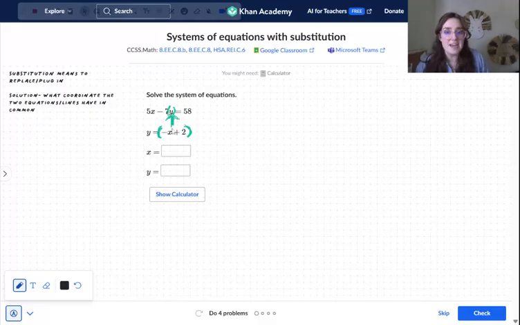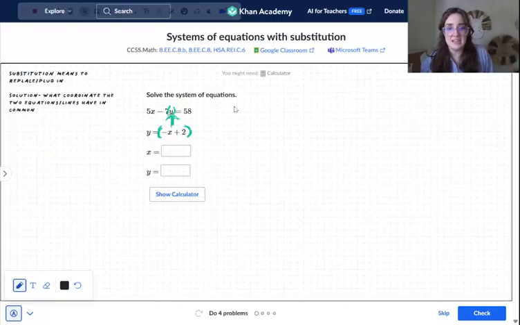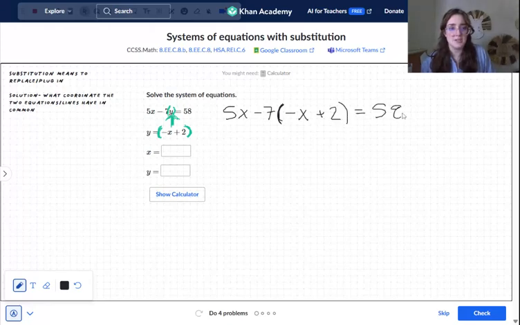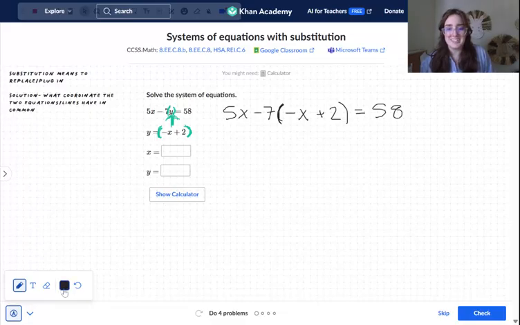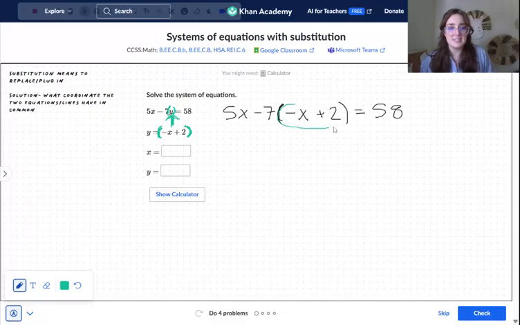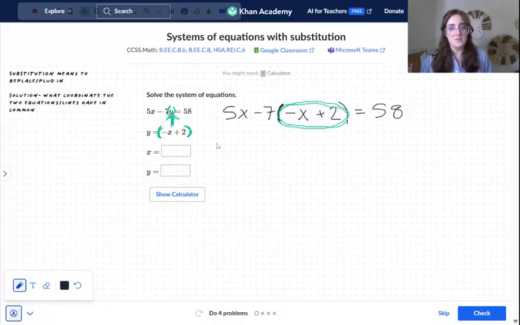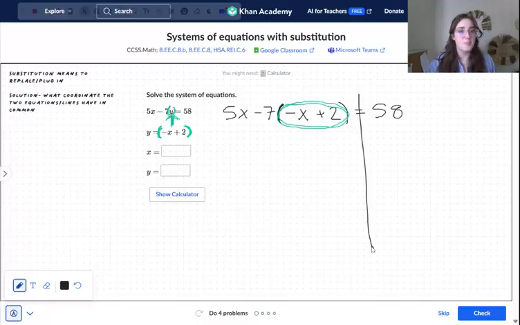We're going to rewrite equation number 1, but now instead of y, we're replacing it with what y equaled from equation 2. So 5x minus 7, super crucial, we have to remember those parentheses, and plug it in: negative x plus 2, in parentheses, equals 58. All we did was replace y from equation 1 with what y equals from equation 2. It may still look a little rough, but we can do this.